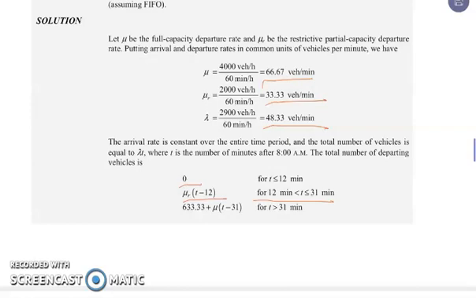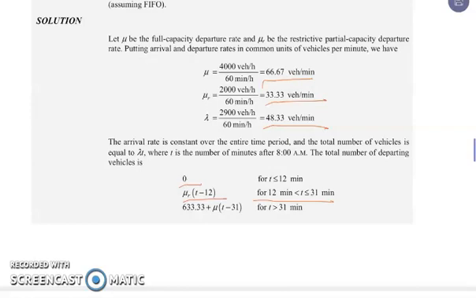Or rather, this is t greater than or equal to 12 minutes, but less than 31 minutes. So that is the equation, mu sub r, the partial capacity departure, times t minus 12. Then after 8:31, so at 8:31, it was fully opened. The freeway was open, so there is a full capacity departure of vehicles when t is greater than or equal to 31 minutes.